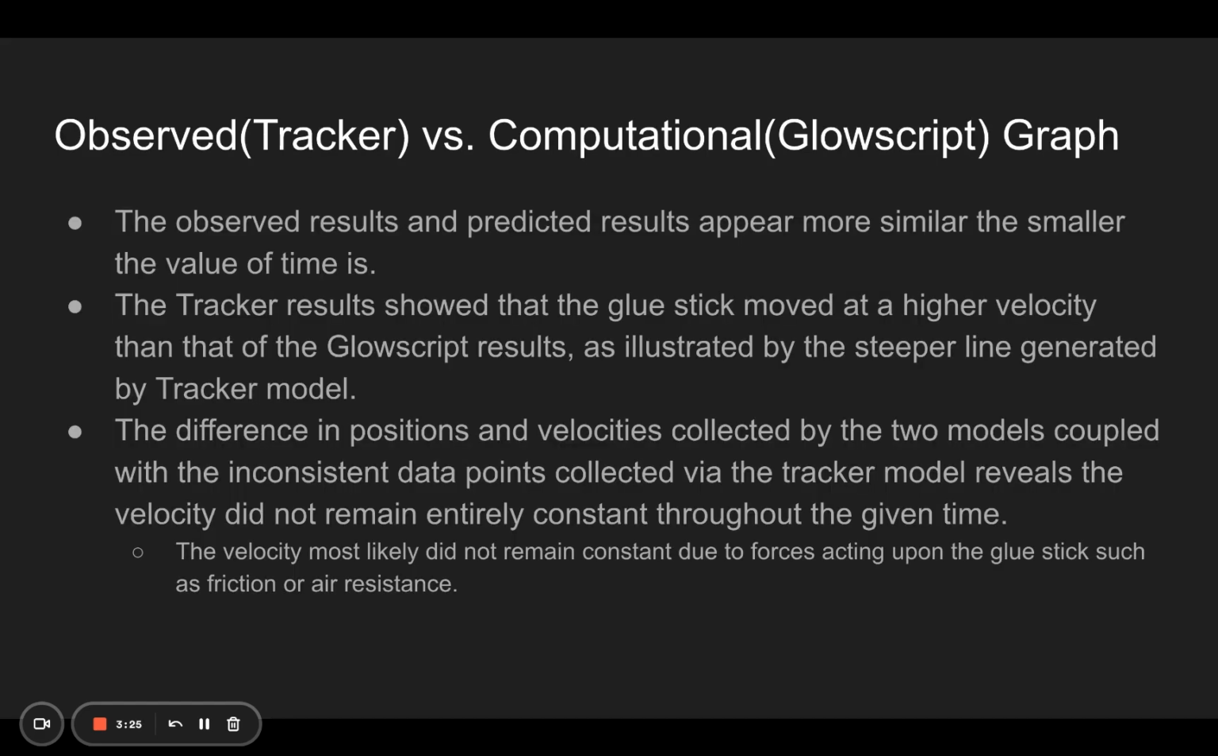The observed results and predicted results appear more similar the smaller the value of time is. The Tracker results show that the glue stick moved at a higher velocity than that of the GlowScript results, as illustrated by the steeper slope line generated by the Tracker model. The difference in positions and velocities collected by the two models, coupled with the inconsistent data points collected via the Tracker model, reveals the velocity did not remain entirely constant throughout the given time. The velocity most likely did not remain constant due to forces acting upon the glue stick, such as friction or air resistance.